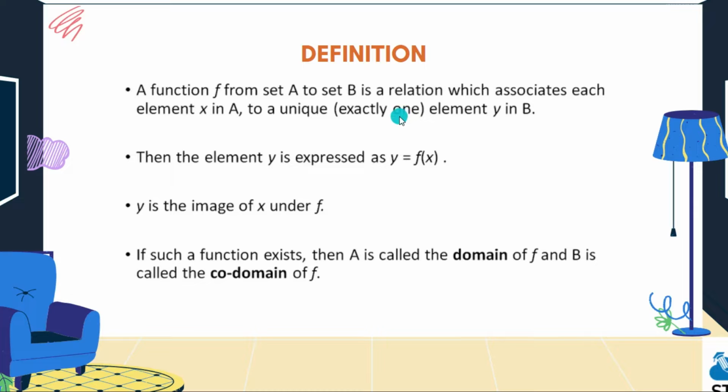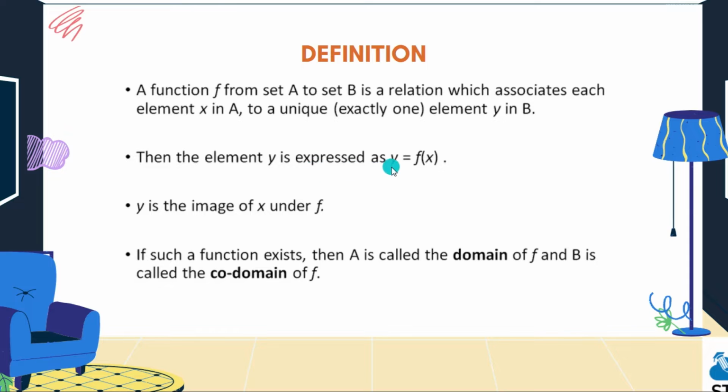Here we have two sets. One is set A and the other is set B. The relation is called R and there is a function. The function is called f. If every element of A is associated to a unique and exactly one element of B, then it is called a function. Then the element y is the element in B set.